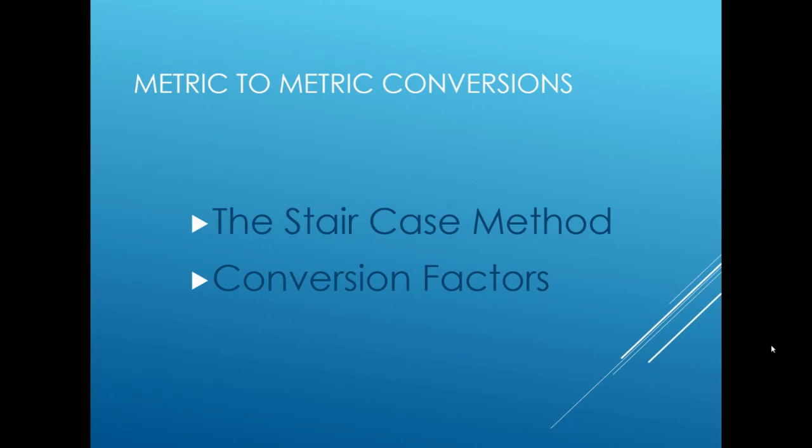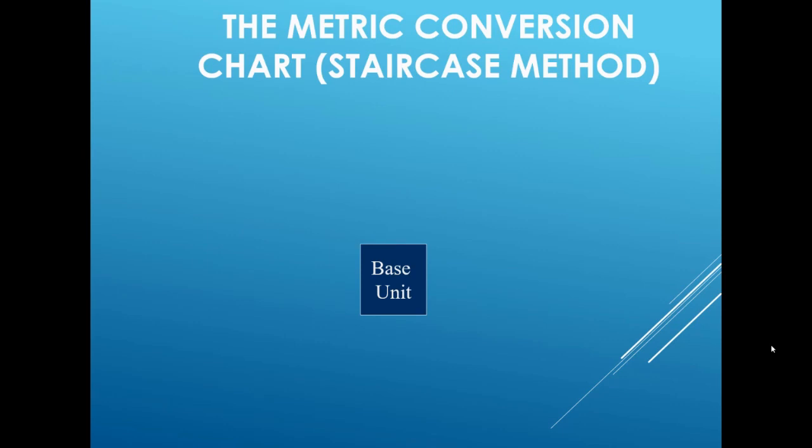Let's start out inside the metric system itself. There are a few ways we can go about this. Today we're going to talk about the staircase method and conversion factors. The first method works really well when you are converting units that are fairly close to the base unit. Start by writing out the prefixes in order. Now remember that the base unit is the ones place. These are the units that you are using to measure, either grams, meters, or seconds.